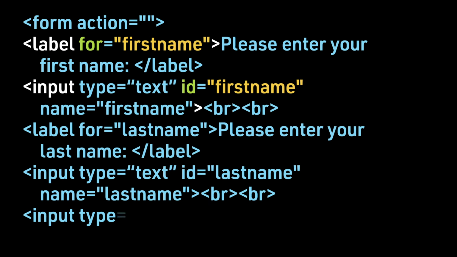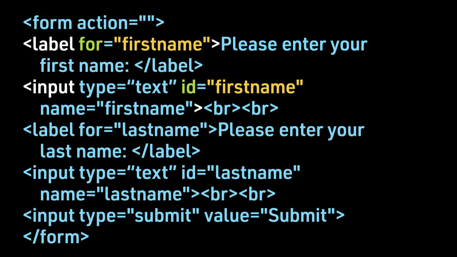The for attribute in the label element is used to bind the label to the ID attribute of the input element. So in this case, the first label with the for attribute of first name will attach that label to the first input, which has an ID attribute of first name. This way, the user knows that the first input field is for the user to enter their first name.